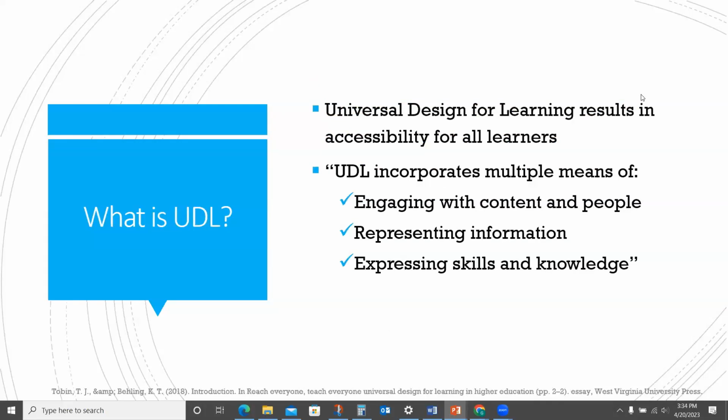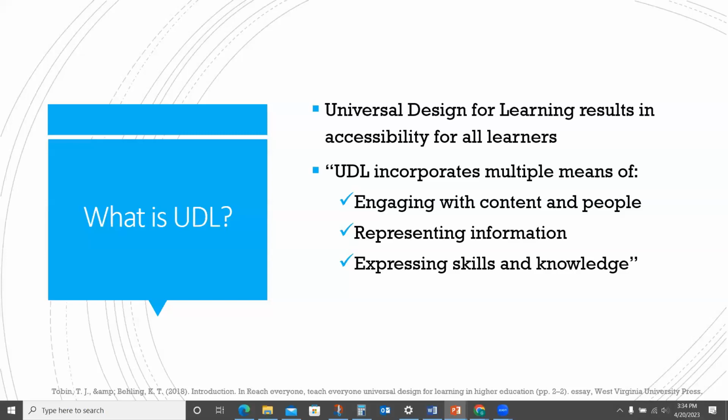So what is the universal design for learning? What do I mean by that? So when we look at this definition, universal design for learning results in accessibility for all learners. So when we say all learners, we mean that the principles of UDL truly benefit every learner, not just those with disabilities. And we'll look at some very practical examples of that in just a minute.